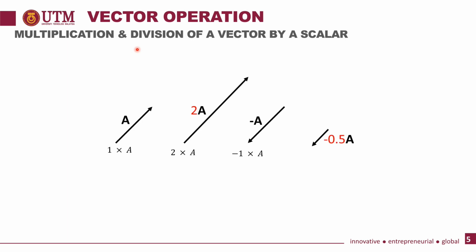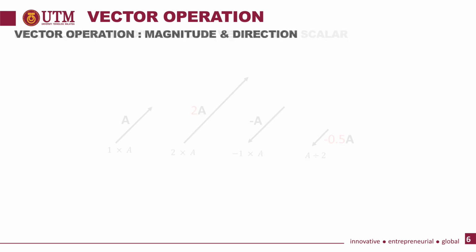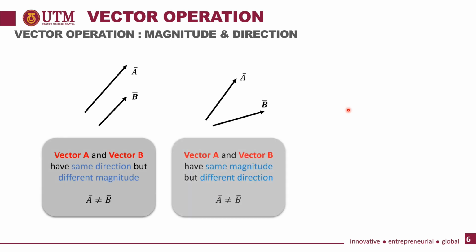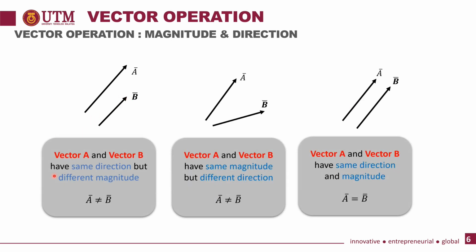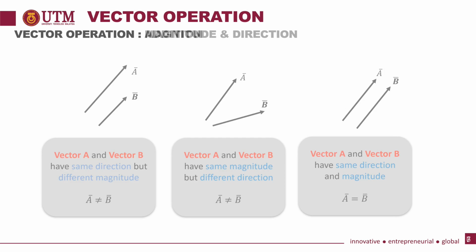Your arrow will represent the magnitude and direction of your vector. Next, you learned about vector operations, magnitude and directions. As you can see here, if vector A and vector B have the same direction but different magnitude, they are not equal. If vector A and vector B have the same magnitude but different direction, they are not similar. But if both have the same magnitude and the same direction, it means that vector A equals vector B.